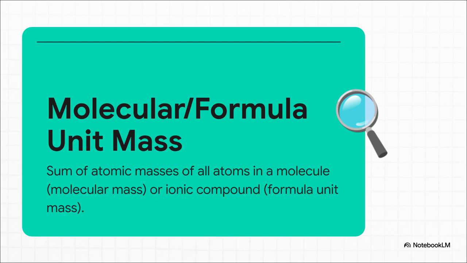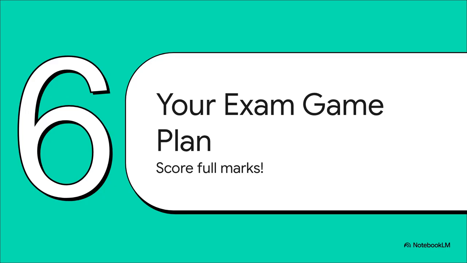We call it molecular mass or formula unit mass, but the calculation is the same. It's just the sum of the atomic masses of all the atoms in the formula. For water, H2O, we have 2 hydrogen atoms and 1 oxygen atom. So the calculation is 2 into 1 plus 1 into 16, which gives us a total of 18U. It's just simple addition.